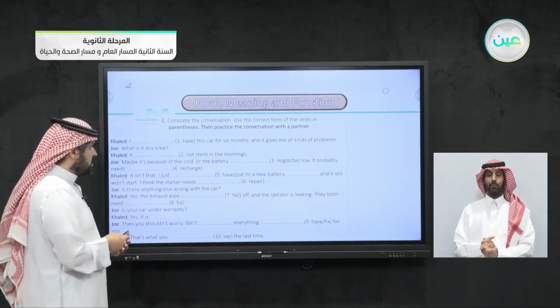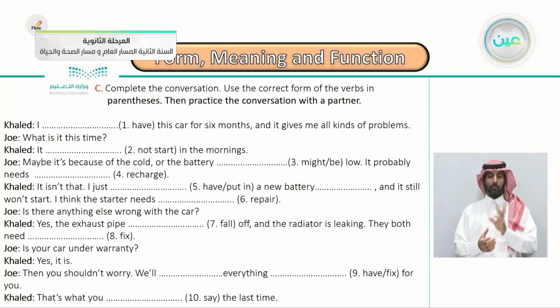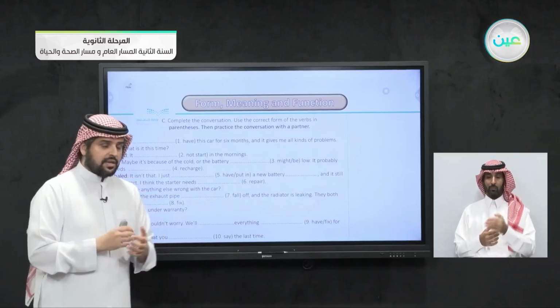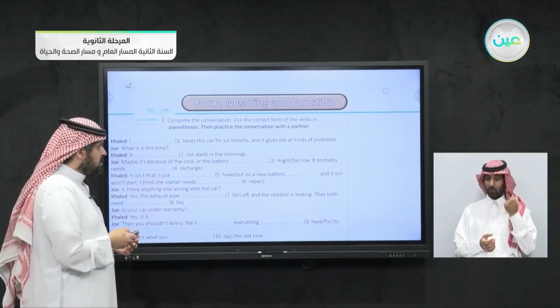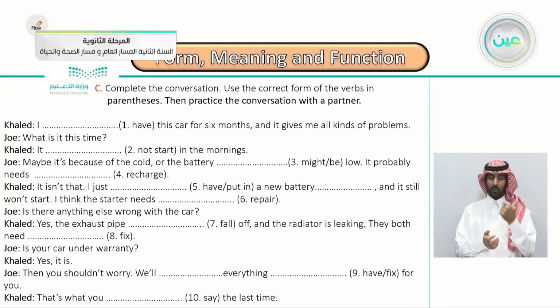Let's take some of these here. The first, here's a conversation between Khalid and Joe. Complete the conversation. Use the correct form of the verbs in the parentheses. Then practice the conversation with a partner. So let's answer this quickly. The first one, I have the car for 6 months. Very good. I have had the car for 6 months, and it gives me all kinds of problems.